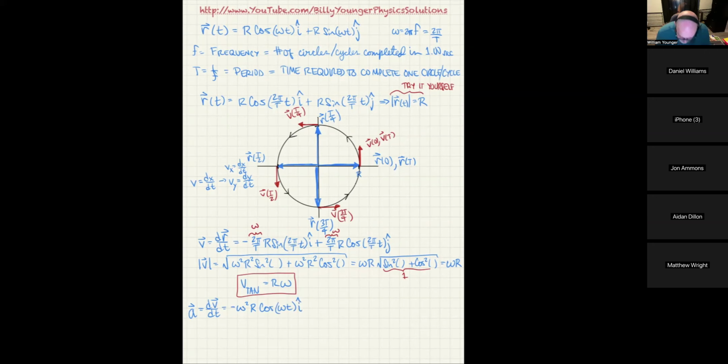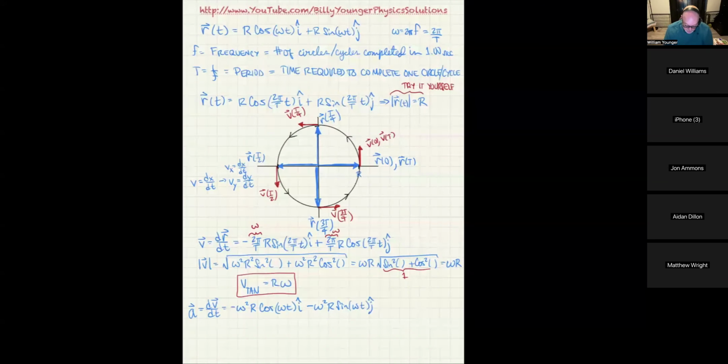Now, this other one is a derivative of cosine. When you take a derivative of cosine, you get negative sine. So now all of a sudden, I've got a negative again, and I have to get another omega. So it's going to be omega squared r, just like I had on the previous term. And now instead of cosine, it's sine omega t, and that's in the j hat direction.